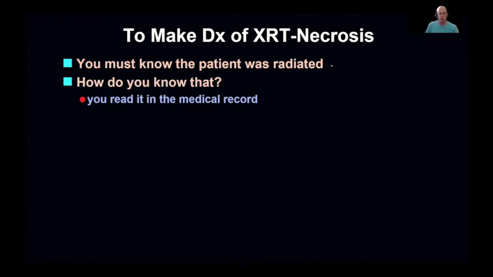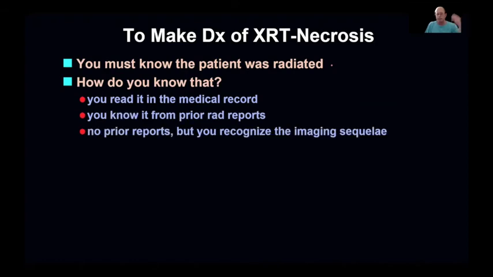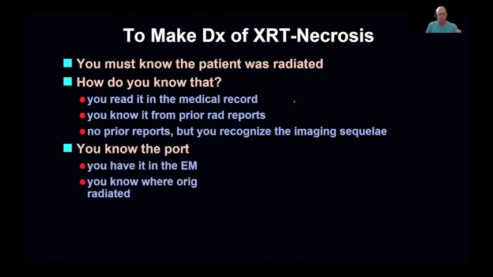It may be that there's no prior radiology reports, but you can see there's supraglottic laryngeal edema, platysmal thickening, and clearly the patient has been radiated. So you also should know the port, right? Where was the patient radiated? Now, maybe you have that in the electronic medical record, or you know where the original treated tumor was, so of course you know that's where they must have radiated.